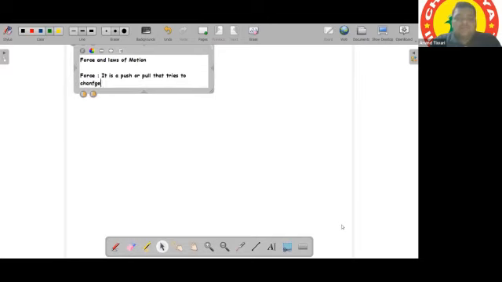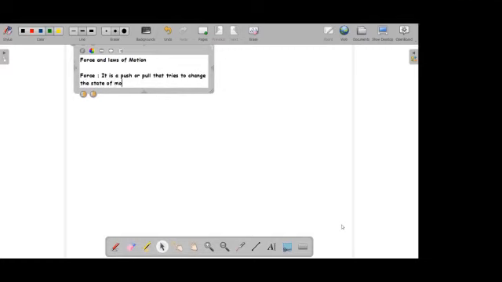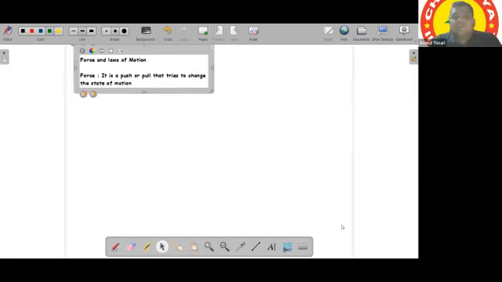Which law of motion? Sir, is it the first one? The first law, the law of inertia. Yeah, the first law defines force. Okay. So according to the first law, can you state the first law of motion? Aman, can you state the first law of motion?